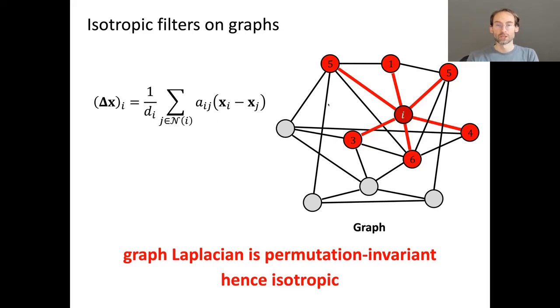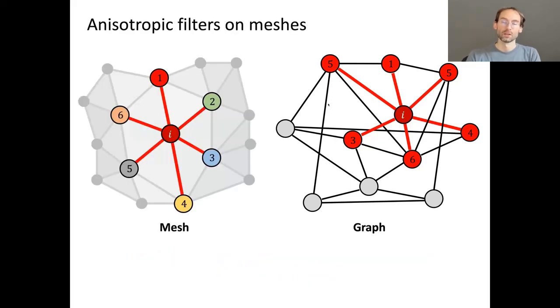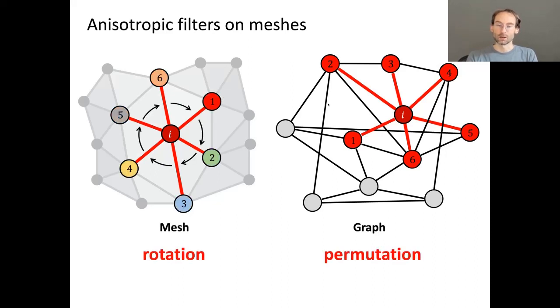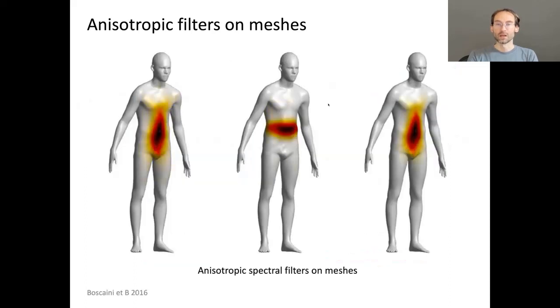I should say that on meshes or discrete manifolds, the situation is more optimistic, because indeed here we have some ambiguity. I can choose, for example, the first vertex in an arbitrary manner, but once I did it, because manifolds are locally Euclidean, I can order the rest of the neighbors, let's say, in clockwise direction. So instead of permutation ambiguity, here we have rotation ambiguity. So we have way more structure on meshes or on manifolds. And as a result, we can apply anisotropic filters.